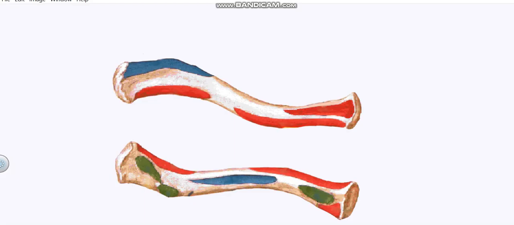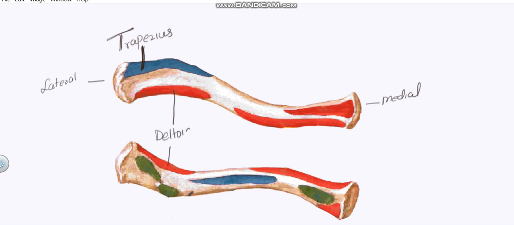Let's quickly look into the attachments. On the top, we have the trapezius muscle. Not to forget, this is the lateral end. This is the medial end. So, one above, one below, we have the deltoid. Laterally we have the shoulder, and one of the main muscles of the shoulder is the deltoid. Again, one above, one below, medially, we have the pectoralis major.